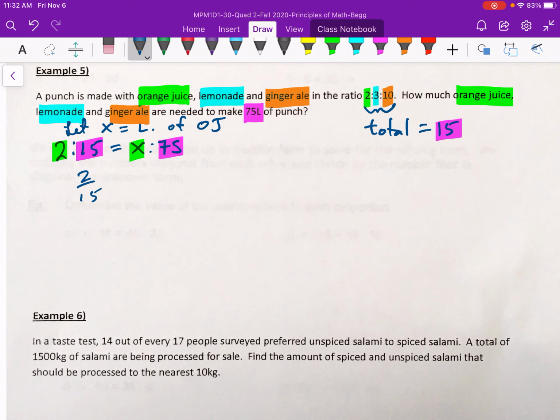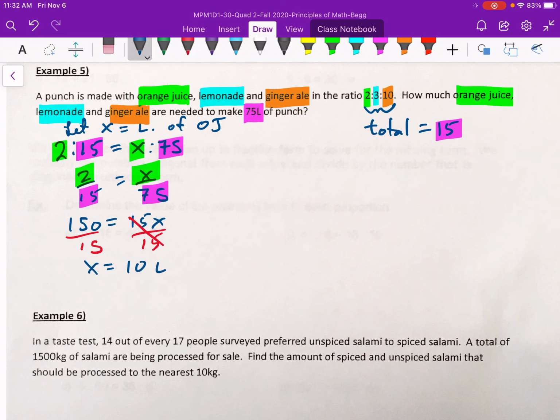Fraction, cross multiply, 150 equals 15x. Well, that's easy then. If I divide each side by 15, I get 10. So x equals 10 liters of OJ required for this punch.